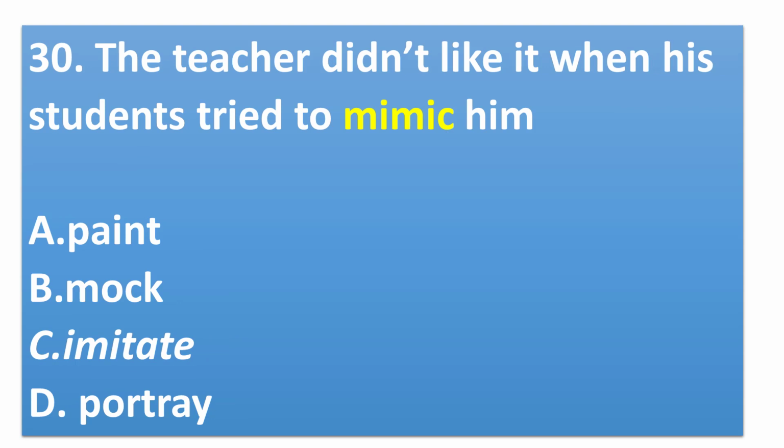Question 30. The teacher didn't like it when his students tried to mimic him. A. When his students tried to paint him. B. When his students tried to mock him. C. When his students tried to imitate him. D. When his students tried to portray him. The correct answer to this question is C. The teacher didn't like it when his students tried to imitate him.